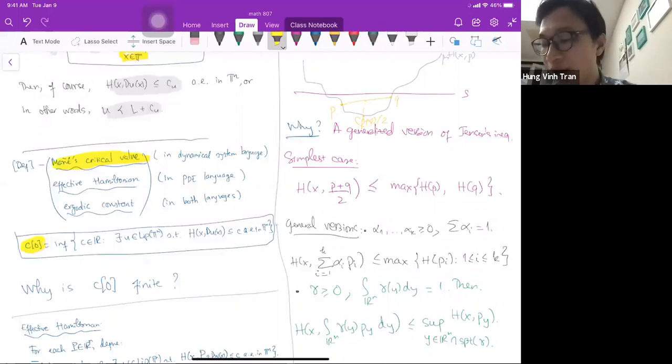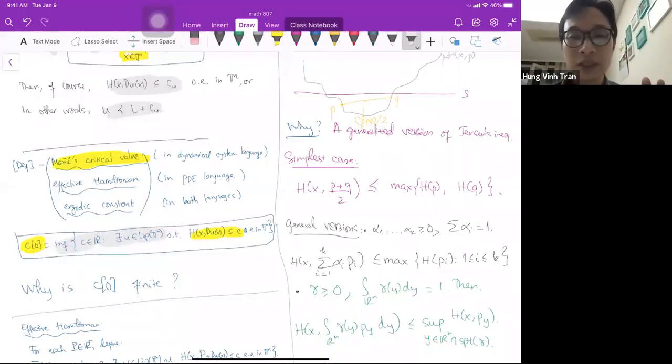So what you define is that h of x, du is going to be less than or equal to some c, right? C is like cu above, and you're trying to find the smallest possible constant. So you're taking the infimum of all possible constants.